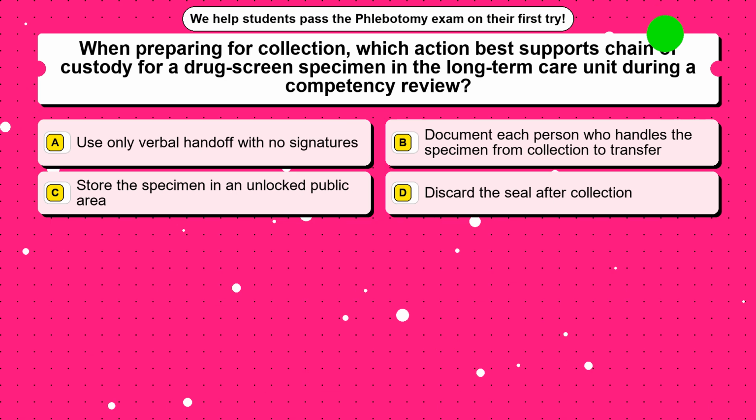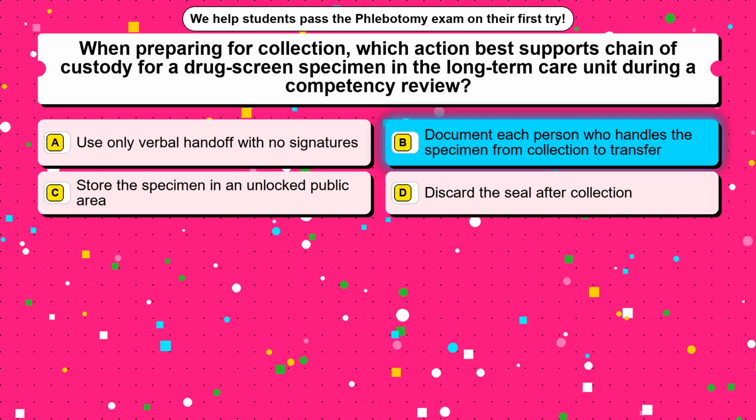Question 44. When preparing for collection, which action best supports chain of custody for a drug screen specimen in the long-term care unit during a competency review? Option A. Use only verbal handoff with no signatures. Option B. Document each person who handles the specimen from collection to transfer. Option C. Store the specimen in an unlocked public area. Option D. Discard the seal after collection.